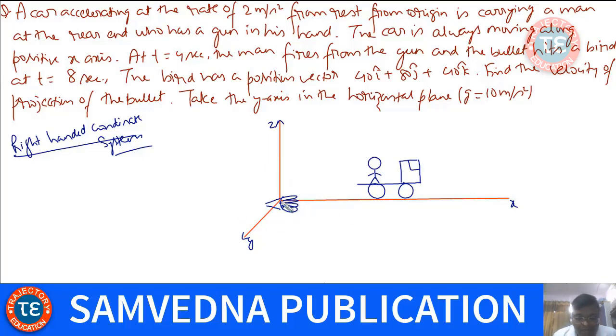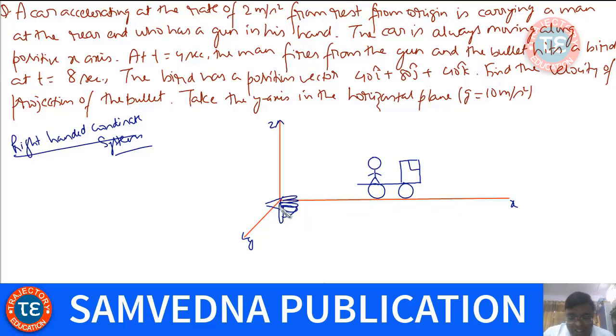But in the coordinate system which I have drawn, if I put the fingers of my right hand in the direction of x and curl them towards y, the thumb will go in this direction. If I put my fingers in the x direction and curl these 4 fingers towards y, my thumb will point in the negative z direction.